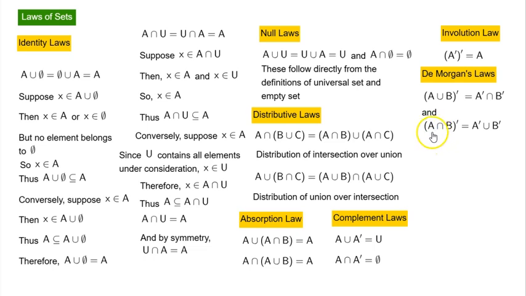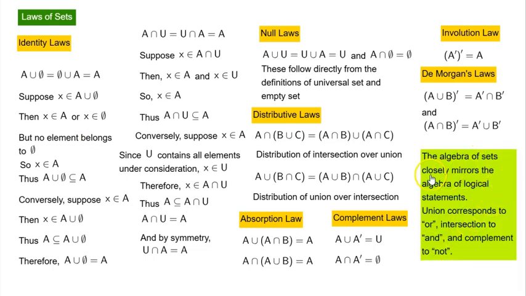So we take the intersection of A and B, and prime means what? Complement is all those elements which are not there in the intersection of A and B. And similarly, A prime union B prime is all those elements which are not in A union all those elements which are not there in B. Now, the algebra of sets closely mirrors the algebra of logical statements. Union corresponds to or, intersection to and, complement to not.